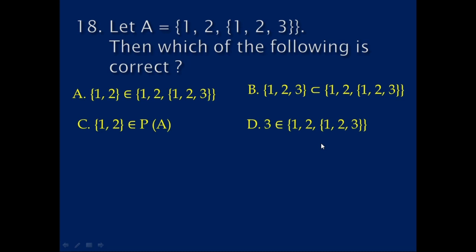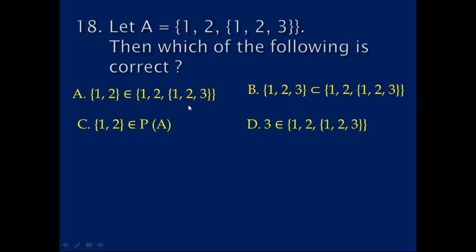Set A is 1, 2, and the set containing 1, 2, 3. Is it clear? Option A says the set {1, 2, 3} is an element of set A. Option B says set {1, 2, 3} is a subset of set A. Option C says set {1, 2} is an element of the power set of A. And option D says 3 is an element of A. Which one is correct? One by one.